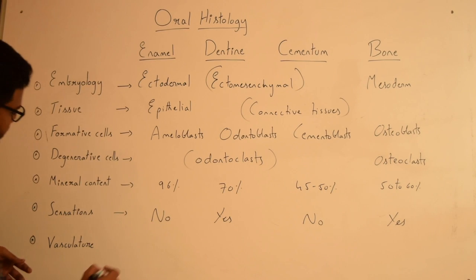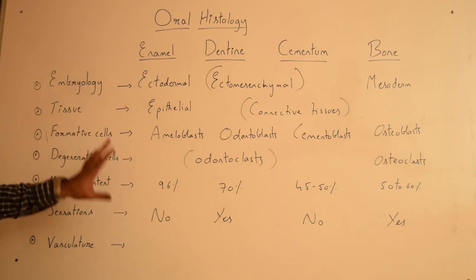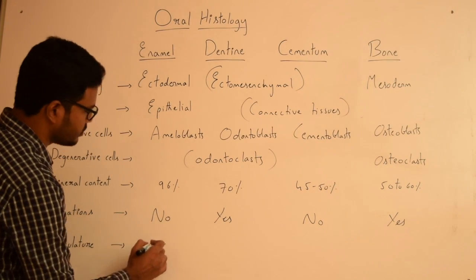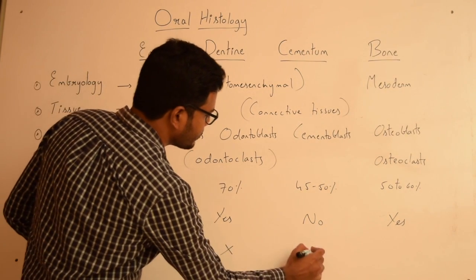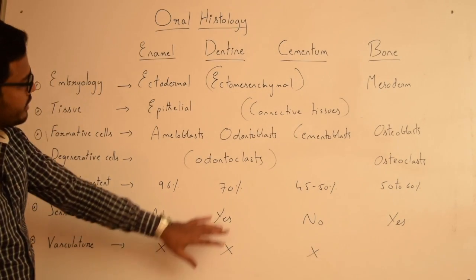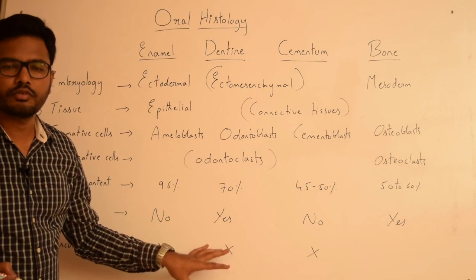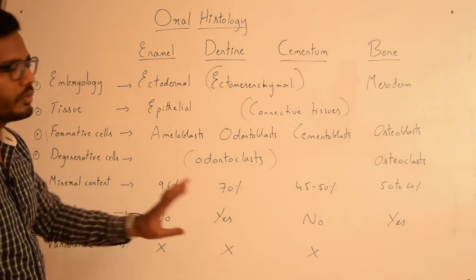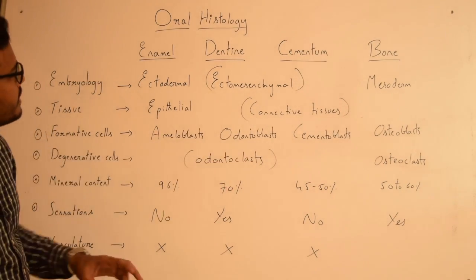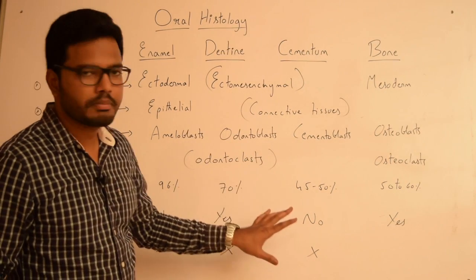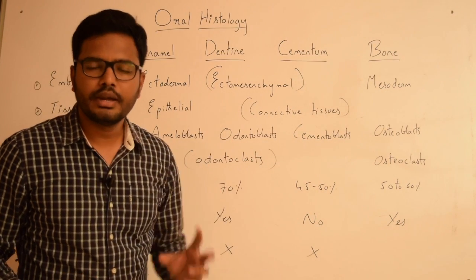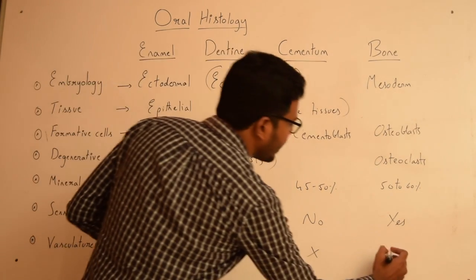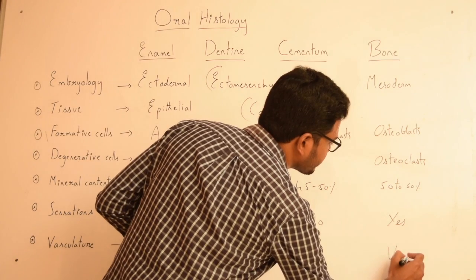And then coming to vasculature, enamel, dentin and cementum, they're all avascular, so no vasculature. However, the dentinal tubules contain tissue fluid, and the tissue fluid permeates or percolates through these dentinal tubules, right? And in case of cementum, the cells of cementum are supplied by PDL, periodontal ligament, through diffusion. And then coming to bone, it is highly vascular.